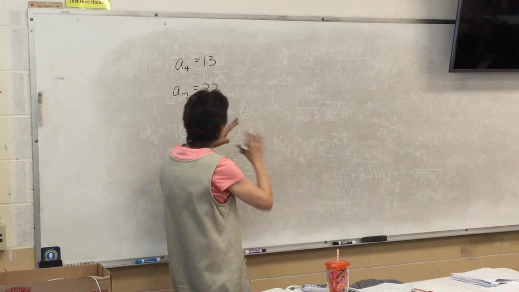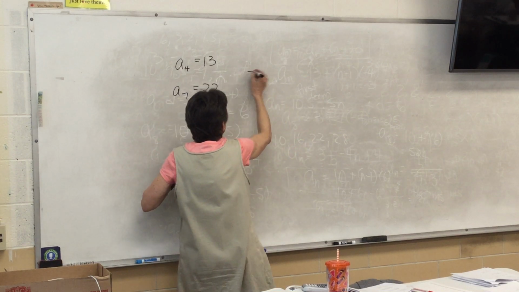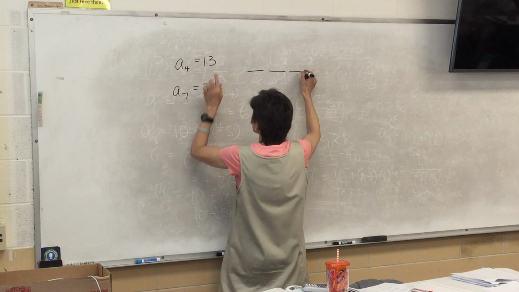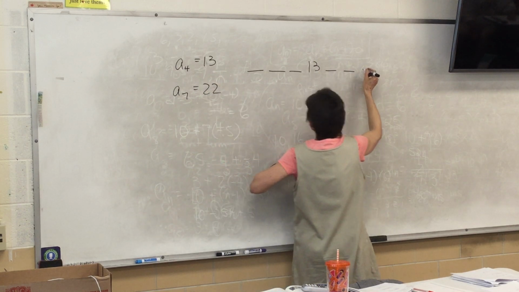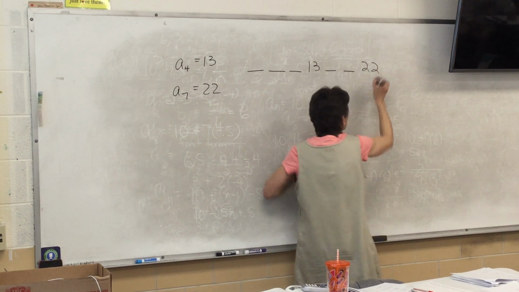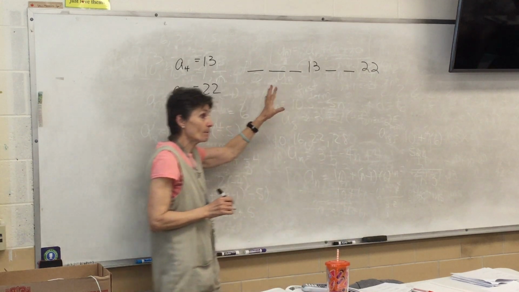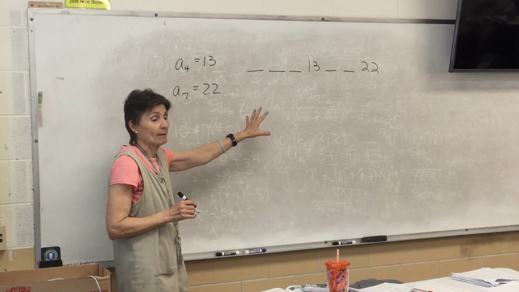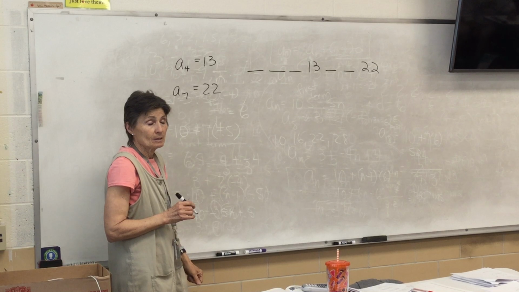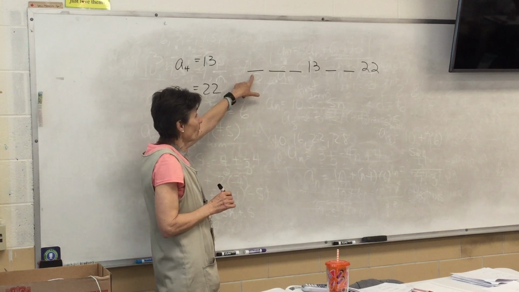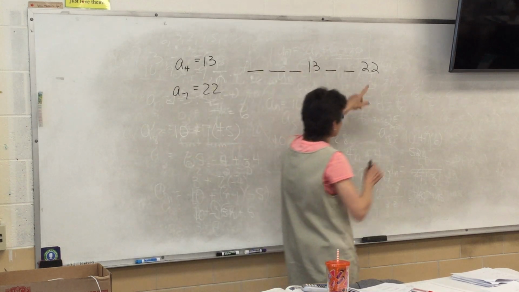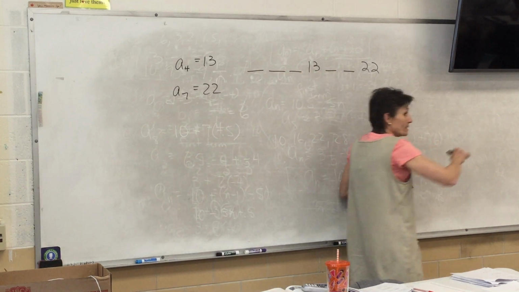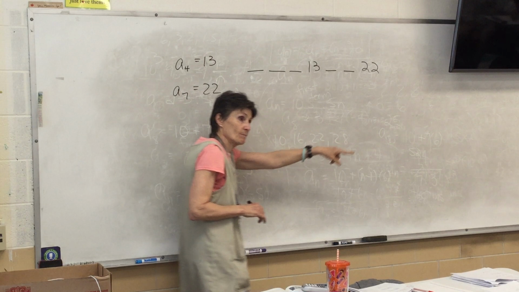So you have a sequence, 1st term, 2nd term, 3rd term, 4th term's 13, 5th, 6th, 7th term is 22. You have a set of numbers that looks like that. And your job is to figure out what this is, and then to also figure out, if I kept going, what would be the 100th number in the list.